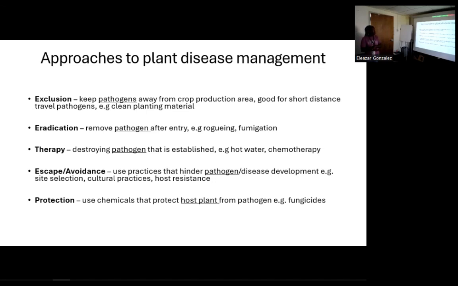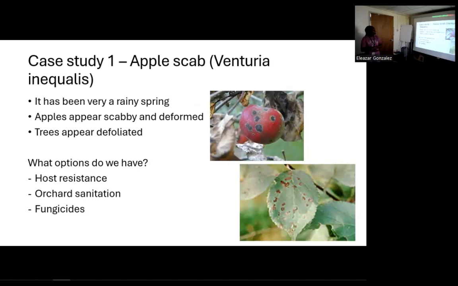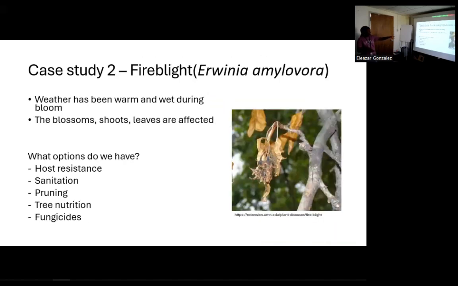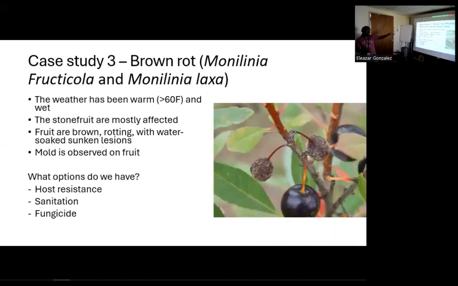And finally, I think we skipped to the last one. These were case studies looking at a few of the very important ones. And since you brought in brown rot, I had it as one of the case studies. Brown rot is caused by two different species of fungi in the genus Monilinia. It will occur when the weather has been warm and wet. So you might begin to see it because it's been pretty wet, and it's going to affect your stone fruit, the peaches and plums, and it will look like that.